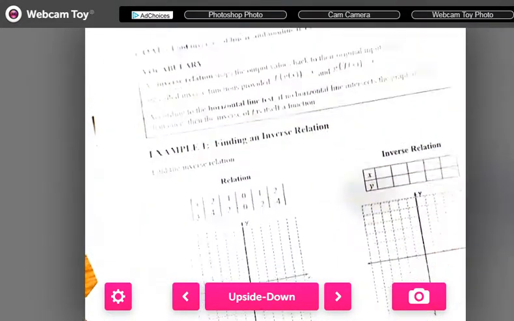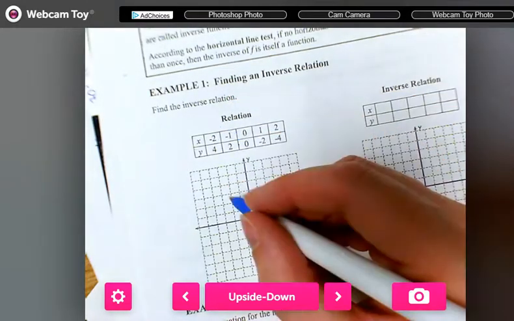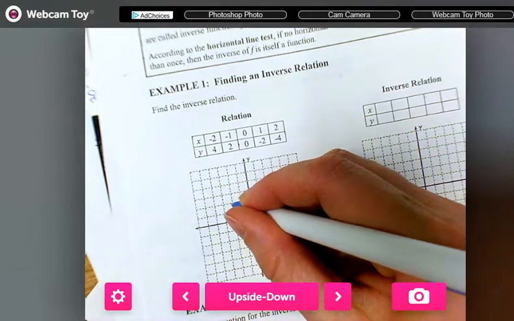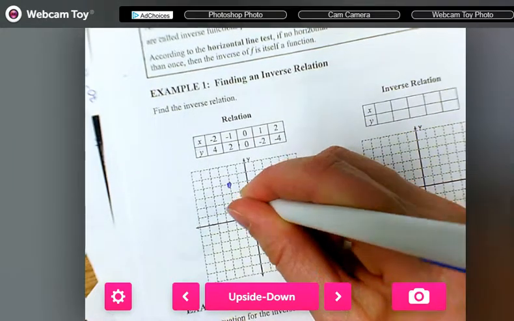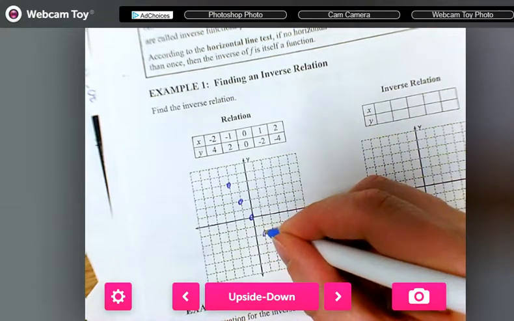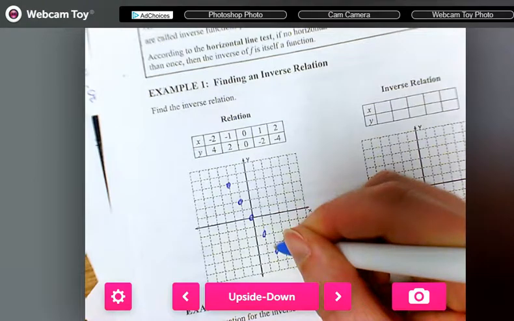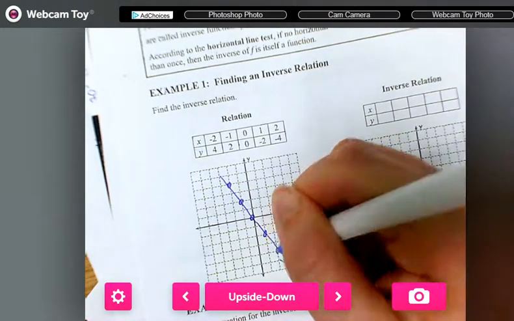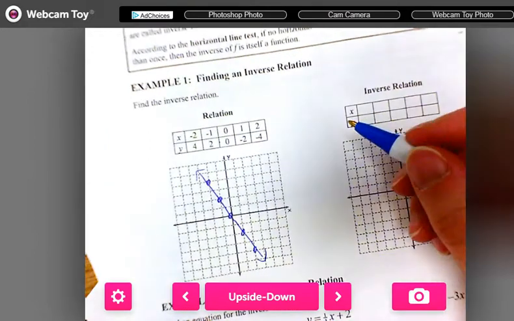The first thing we're going to do is plot these points. At -2, we go up 1, 2, 3, 4. At -1, we go up 2. At 0, we're at 0. At 1, we're at -2. And at 2, we're at -4. Now the inverse of that function is literally just switching them.